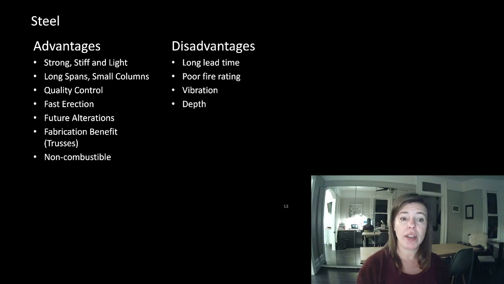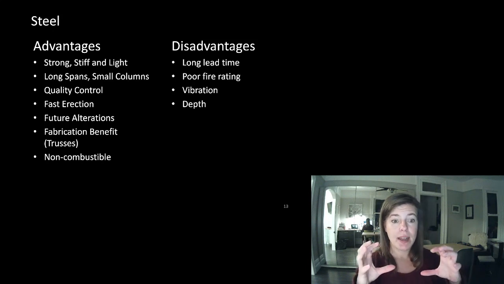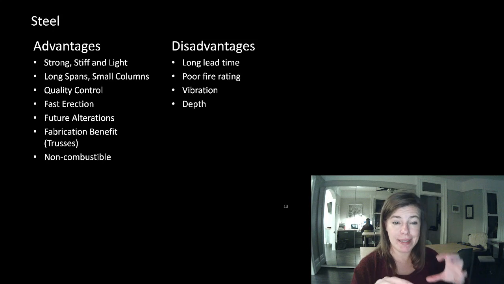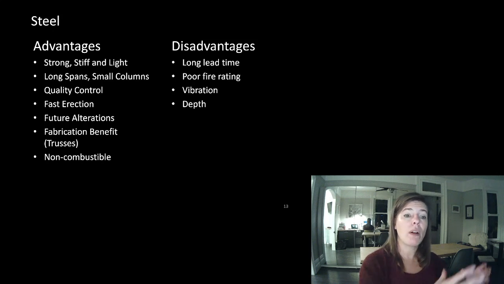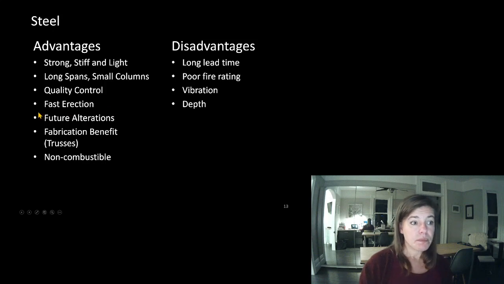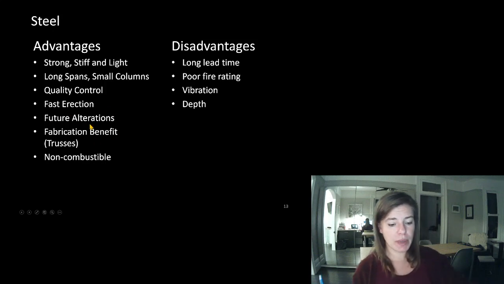Things like concrete are a little bit harder to see because there are elements buried inside the concrete. And wood, it's hard to see where the nails are and how the connections happened all the time. Steel goes up fast. If you have a good fabricator or an erector, you can do a floor a day on buildings. All of the work is prior to getting to site. Future alterations are really easy.